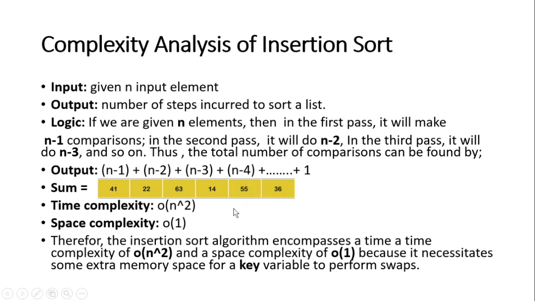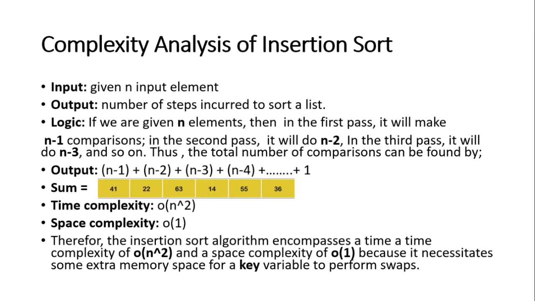The time complexity of insertion sort is order of n square, and the space complexity of insertion sort is order of 1. Therefore the insertion sort algorithm has a time complexity of order of n square and a space complexity of order of 1, because it necessitates some extra memory space for a key variable to perform swaps. Okay, got it. Our insertion sort is complete.